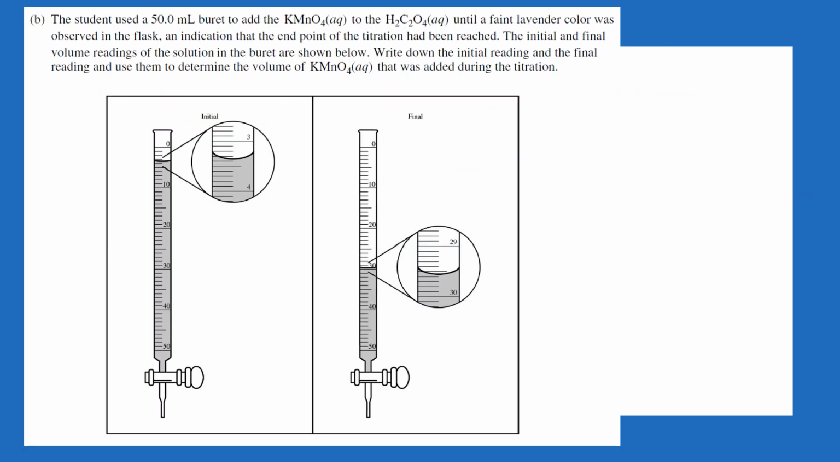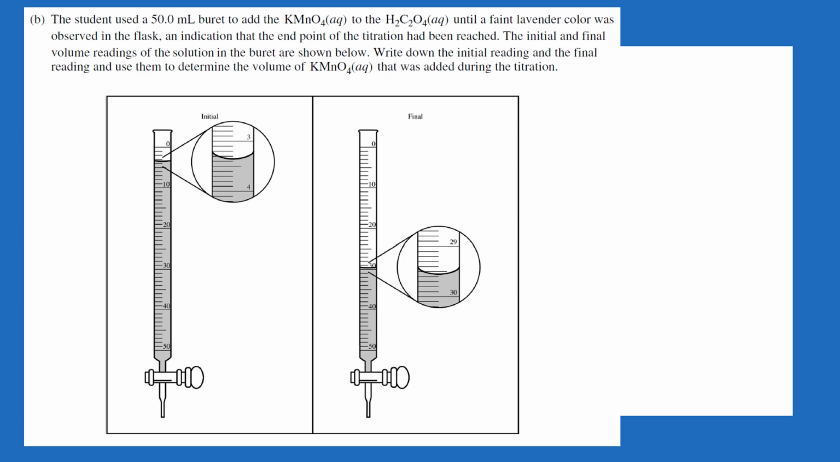Okay, so there's our burette initial and final. I'm sorry, this one's also quite small on the screen. The student used a 50 milliliter burette until a faint lavender color was observed, an indication that the endpoint was reached. Write down the initial reading and the final reading and use them to determine the volume. So this is your sig figs question. Typically, there will be one question somewhere in the free response that has you measure something using the correct sig figs. You'd want to know all the ones that you know.